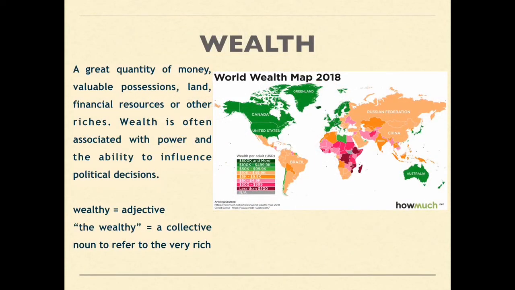In any discussion about global issues, it's important to understand how global issues affect rich people and poor people differently. Rich people are the wealthy. Wealth is a noun, whereas wealthy is an adjective. Wealth is a great quantity of money, valuable possessions, land, financial resources, or other riches. Wealth is often associated with power and the ability to influence political decisions.